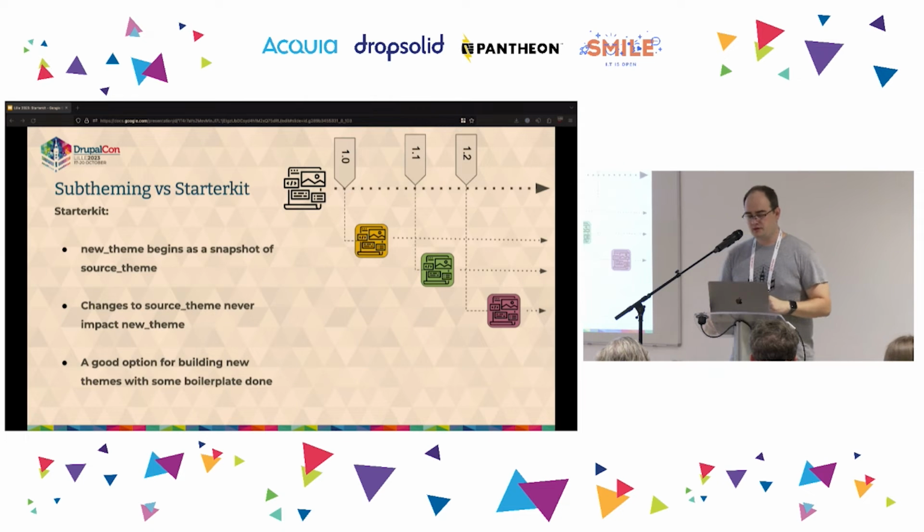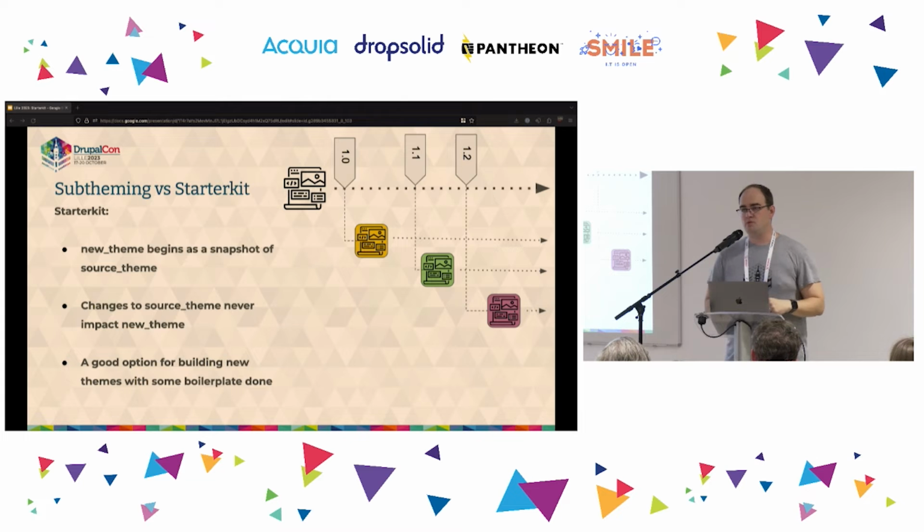StarterKit, on the other hand, is a snapshot in time of whatever your source theme is. And so as you maintain your StarterKit theme, you can have a version 1.0, and if you make a new theme from that as its StarterKit at version 1.0, that's now its starting point. So you get just a snapshot in time, and you're basically forking your theme.